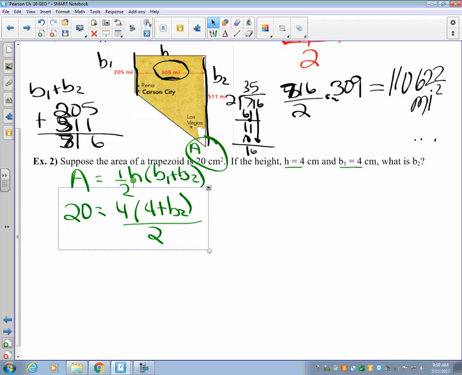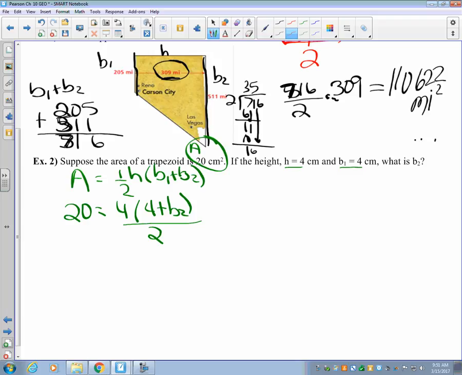Yes, ma'am? Couldn't you just multiply 20 by 2 and work backwards from there? That's what I'm asking if you want to do. It's one of the options. Take away the 2 with the 4 and divide 20 by 2, and that equals 10, and then 10 equals 4 plus B, and you minus 4. Yeah. So here's, I'll do it both ways.